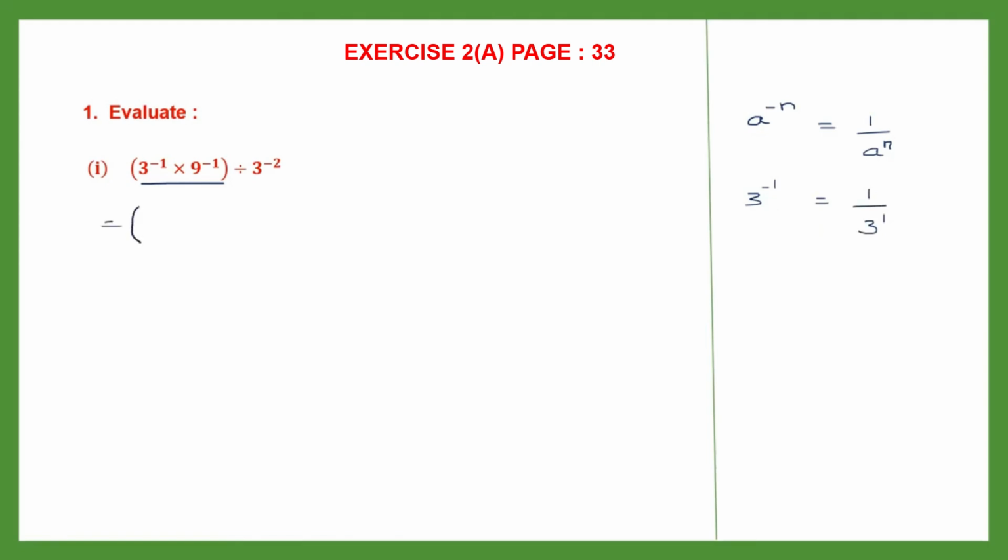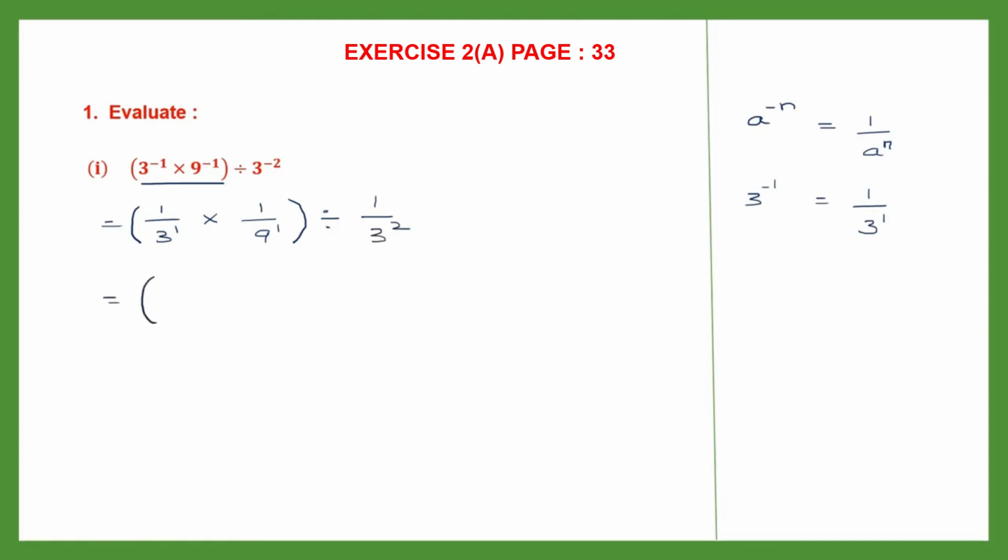So this becomes 1 by 3 to the power of 1. Similarly, now into 9 raised to negative power will become 1 by 9 raised to the power of 1. So this is within brackets. Division, here we have 3 raised to the power of minus 2. The power is negative. So now we're going to make it positive by writing it this way. Now we can work out.